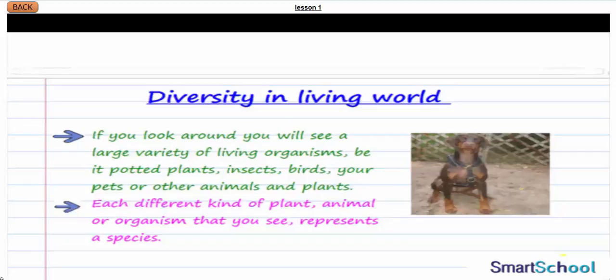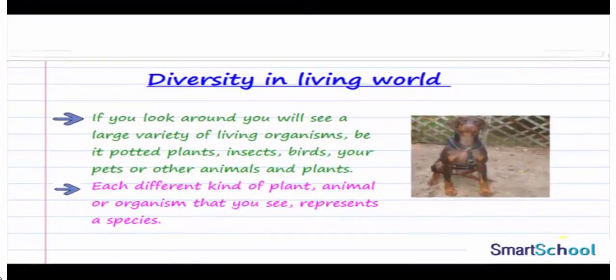We will now begin with a very important and interesting unit, that is diversity in the living world. Under this unit, we will study the various types of organisms present in this living world, hence making it a diverse collection of living organisms.